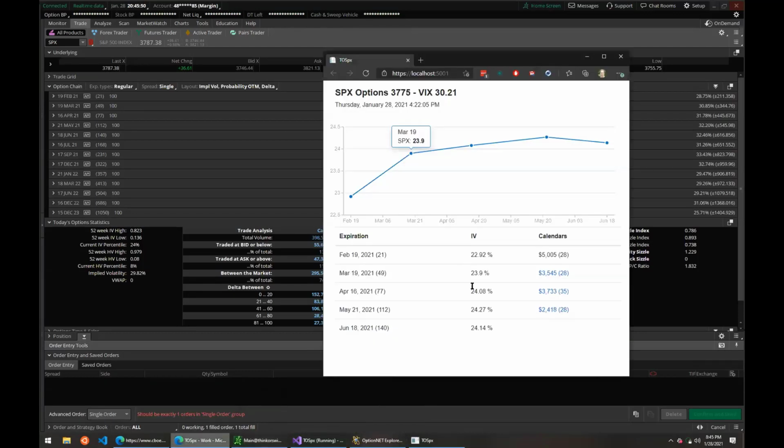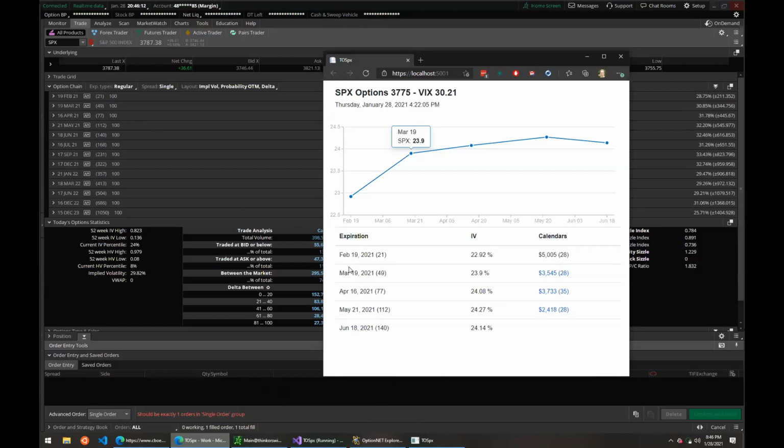All right. So going back to this. What I've done is I trade calendars. So here are the various expirations, and this is the at the money implied volatility. The number in parentheses is the days to expiration. So these line up here with these numbers right here. And then I have basically the price of the calendar, and then how many days are actually in the calendar.